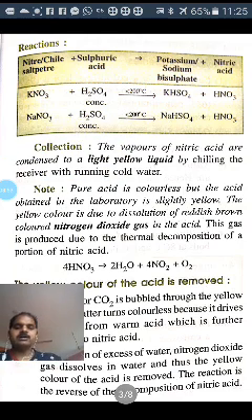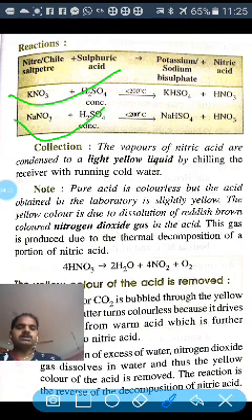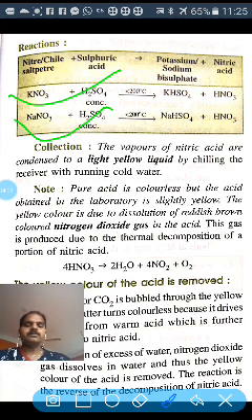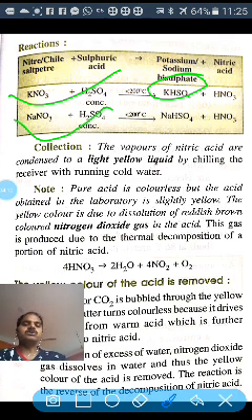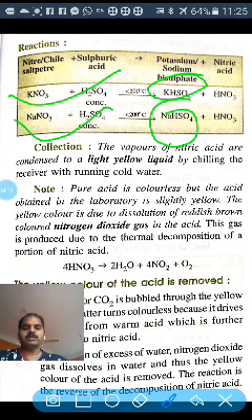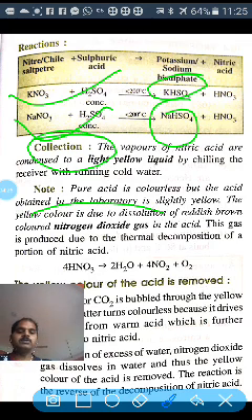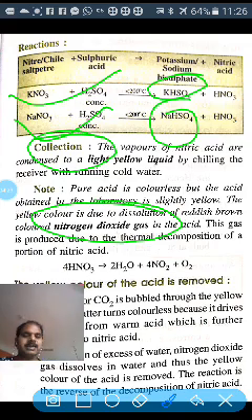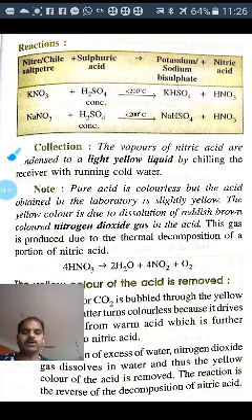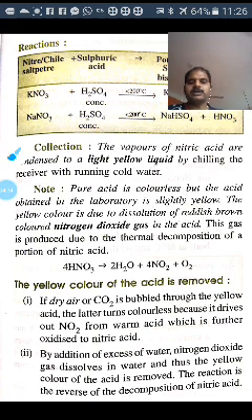Now this is the reaction that we need to understand. This reaction is carried out below 200 degrees Celsius, and we only get potassium hydrogen sulfate or sodium hydrogen sulfate along with nitric acid. Nitric acid is collected as a light yellow liquid, and the yellow color in this liquid is due to dissolved nitrogen dioxide gas in the acid. This can however be removed by other processes.